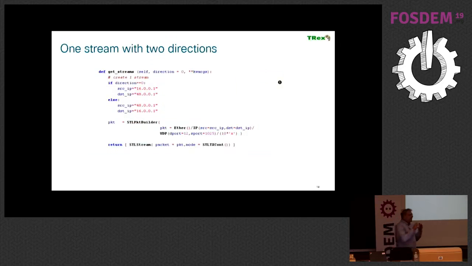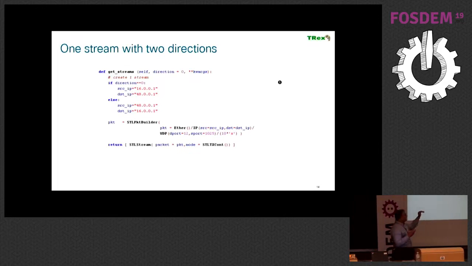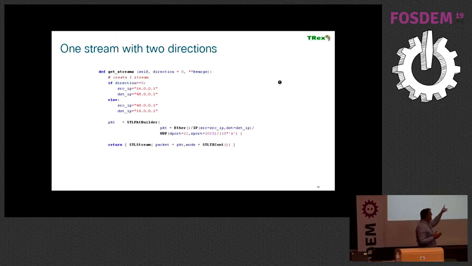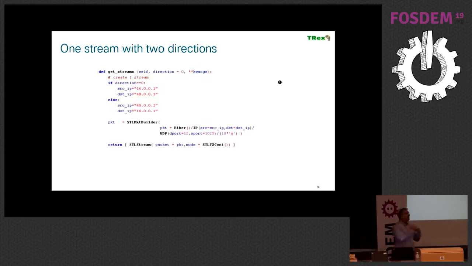So we separated the definition of the profile from what to do with the profile. This is the definition of the profile. I define this is the hello world of a stateless profile. We defined a really simple continuous stream with this definition: Ethernet over IP over UDP over 10 access. Okay, this is the packet. There will be a different type of packet from different direction. From one direction, it will be 16.0.0.1 to 48.0.0.1, and in the other direction, it's the opposite. In this way, we can create bidirectional traffic. So this is the profile.